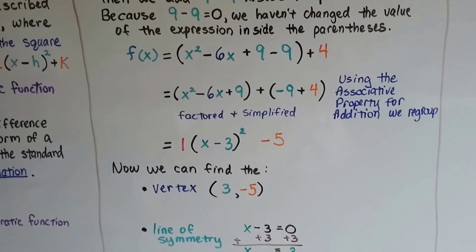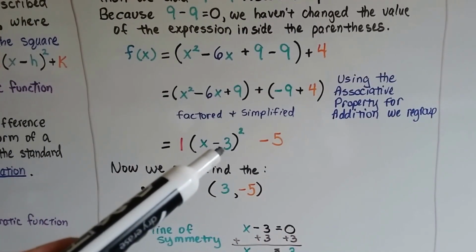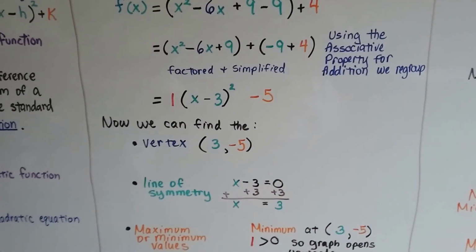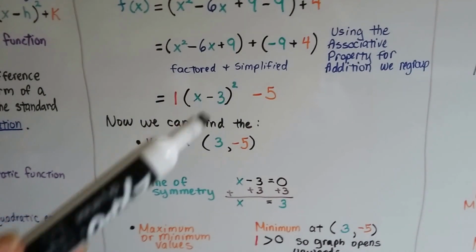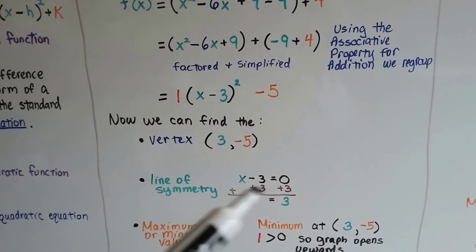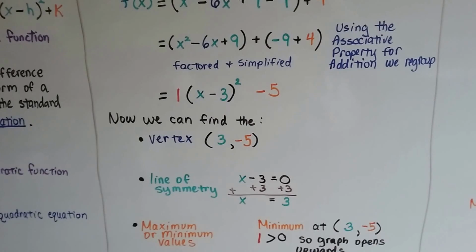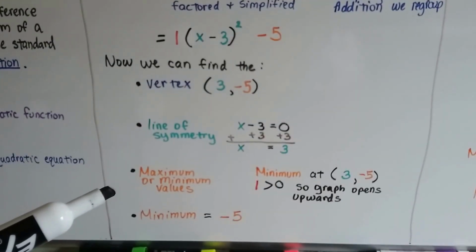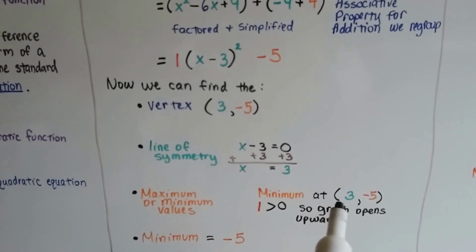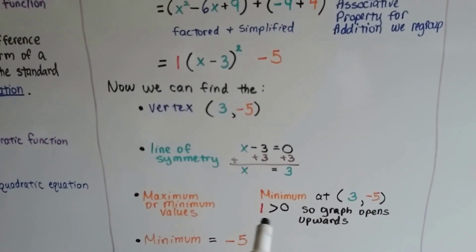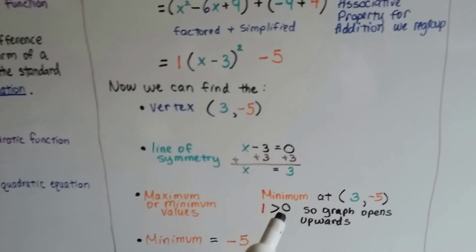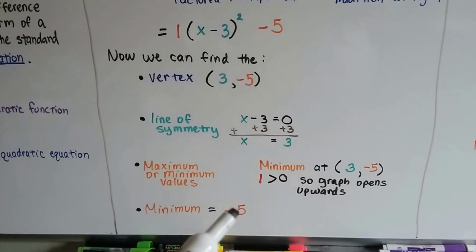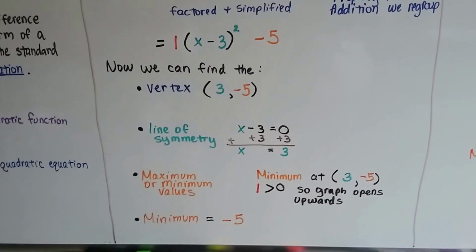Now we can find the vertex. We did this in the last video. We've got a 3 and a negative 5 for the vertex. We can find the line of symmetry. We do x - 3, set it to equal 0, add 3 to each side to solve for x, and we get x = 3. That's going to be our line of symmetry. We can find if there's a maximum or minimum value. The minimum value is going to be at (3, -5), because 1 is greater than 0, the graph is going to open upwards. And our minimum value is a negative 5. That's our k value.